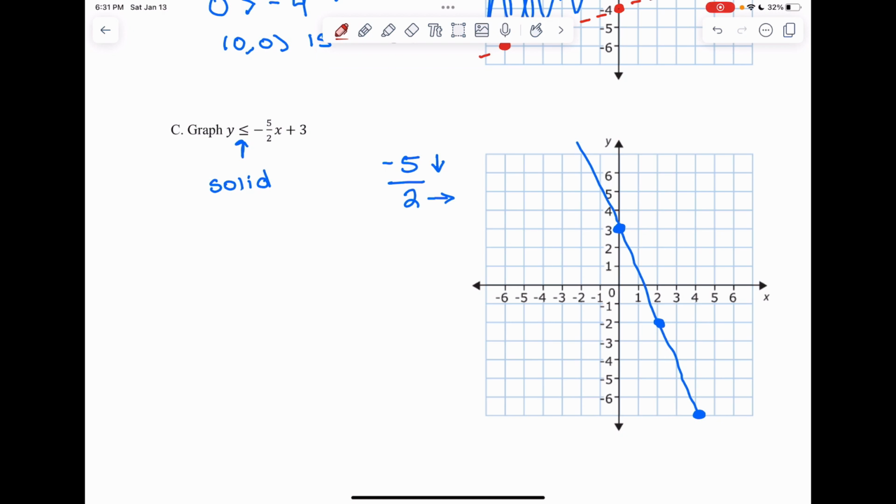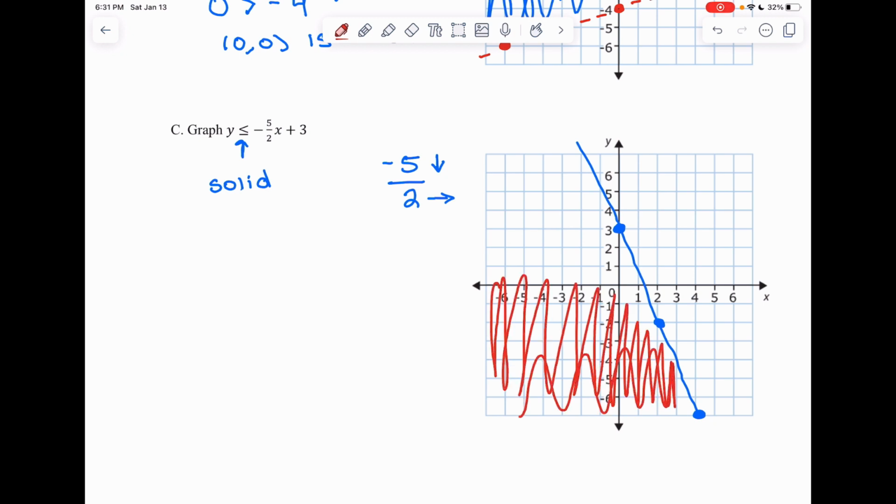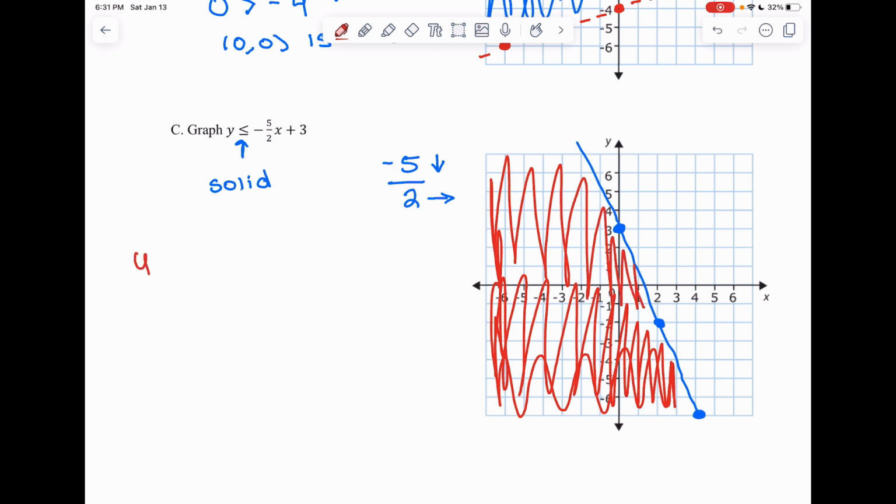So because this says that y is less than, I need to find where the smaller y values are. And I know that the smaller y values are below the line. So if the sign is facing towards the y, this says shade above the line. But if the sign is facing away from y, this is saying that y needs to be less than the boundary line, so we are going to shade below the line.